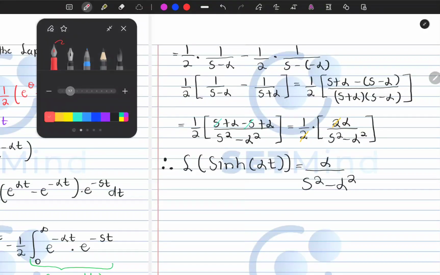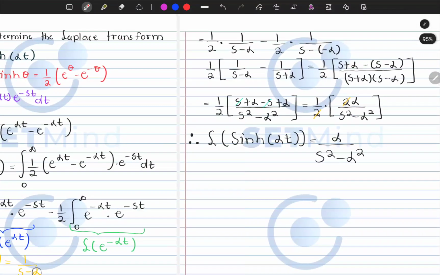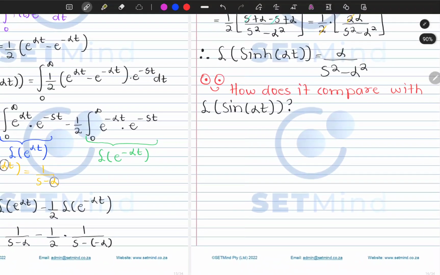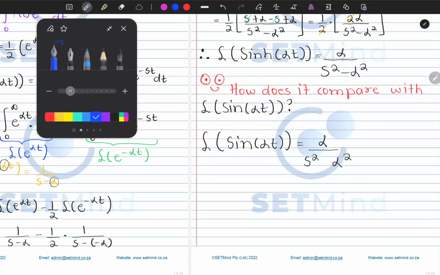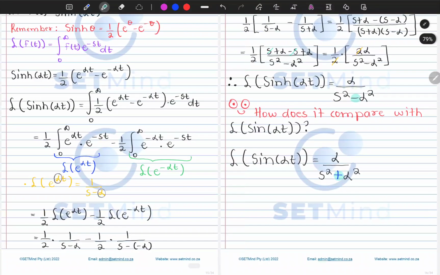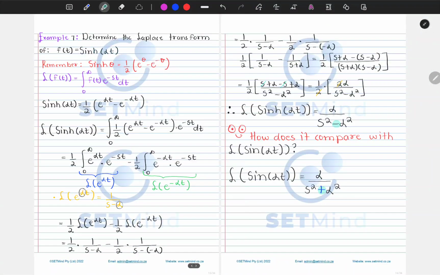The question we should ask is, how does this compare with sine of alpha t? As you remember, the Laplace transform of sine of alpha t, which we found previously, was alpha divided by s squared plus alpha squared. So what makes the difference is the sign: here we have a minus and there we have a plus. That is what makes them different. So make sure that you are able to do these calculations. Let us go to example number 8.